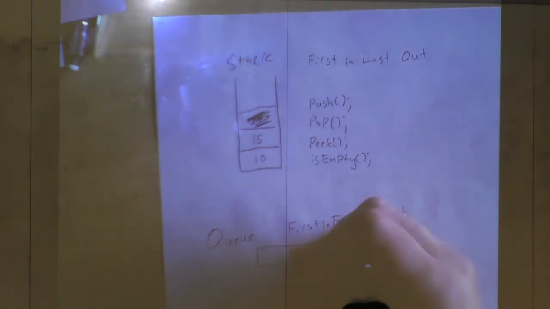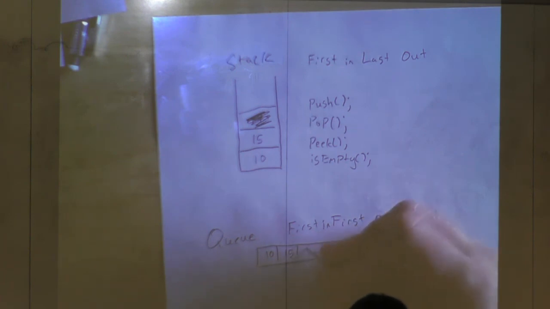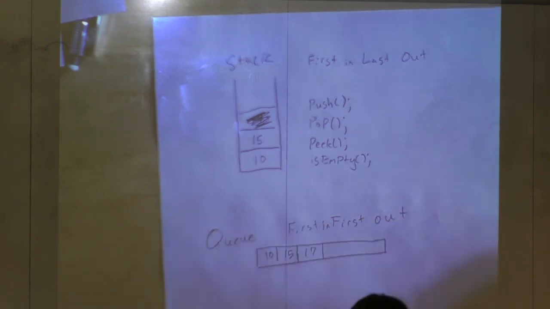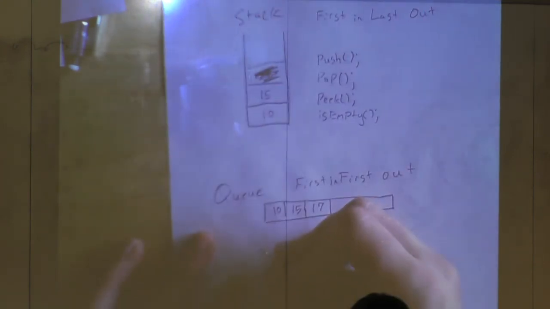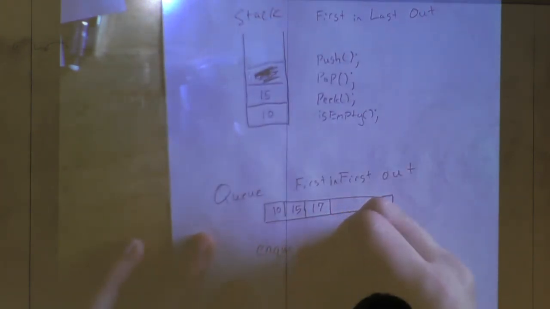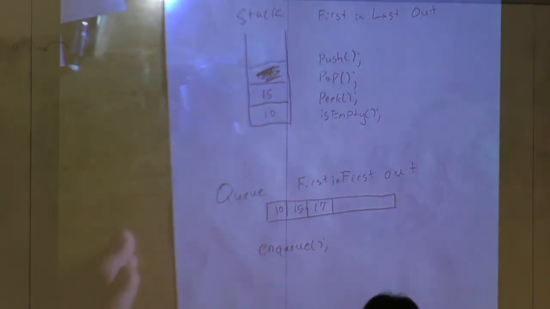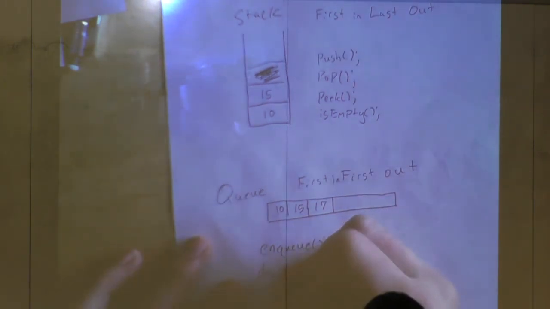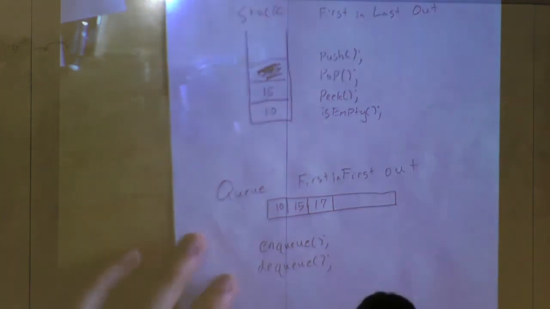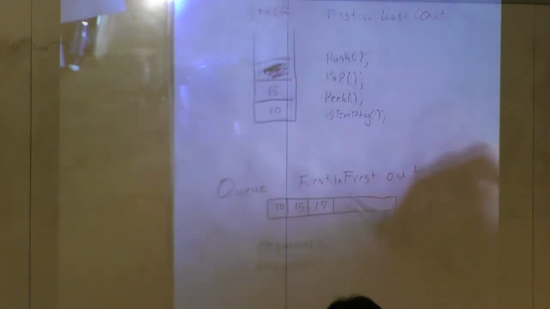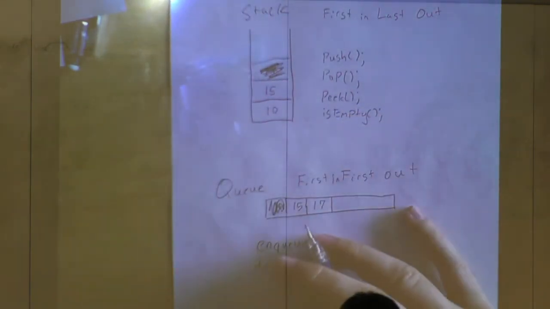So for example, if I put in 10, 15, 17 again, the operation for this is going to be enqueue, E-N-Q-U-E-U-E. And then when you want to remove something, it's dequeue, D-E-Q-U-E-U-E, right? So when you dequeue something, instead of taking 17 like it did in the stack, it's going to take 10. And then it's just going to move to 15.